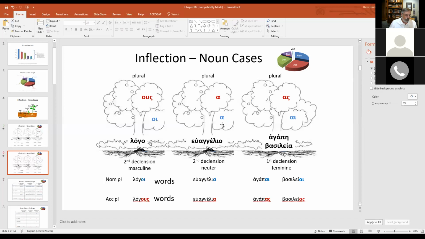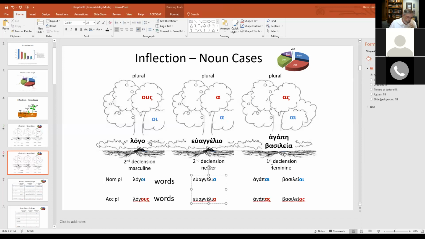And I'm going to take, the omicron is not shown here, but it was there. It got swallowed up. But I have an alpha ending for the subject and an alpha ending for the accusative. Other things will tell you how it's functioning. But in my first declension, for feminine words, plural, I have the alpha iota ending and the alpha sigma ending. The alpha iota tells me agapai, it's the subject. Basileia is the subject. So here's the loves, plural, is the subject. Kings or kingdoms, here is the subject.